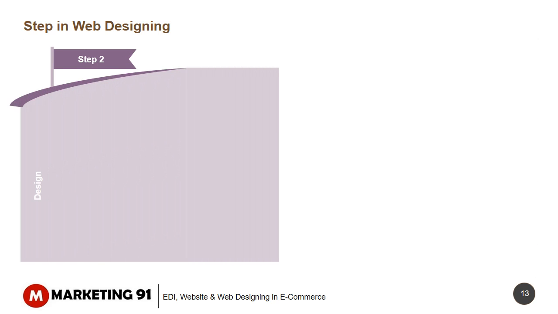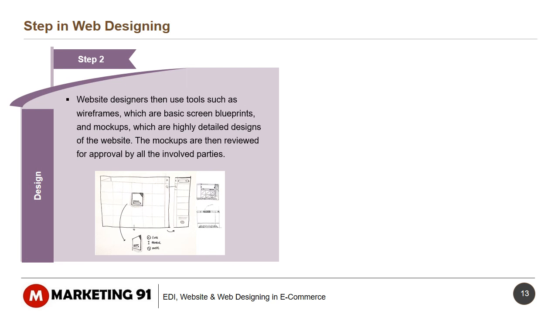Step 2 is design. Website designers then use tools such as wireframes, which are basic screen blueprints, and mockups, which are highly detailed designs of the website. The mockups are then reviewed for approval by all the involved parties.